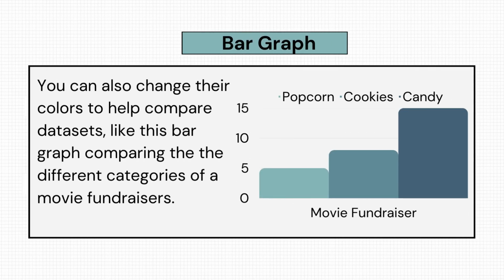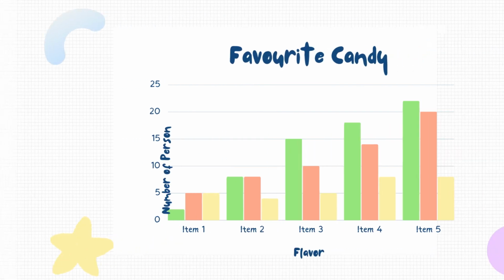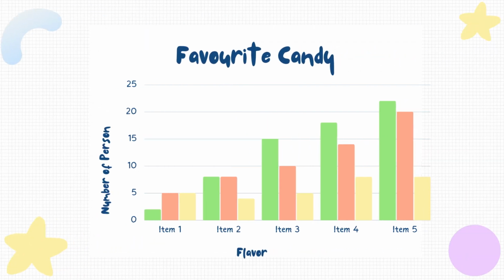You can also change their colors to help compare data sets, like this bar graph comparing the different categories of movie fundraisers. And this bar graph shows the favorite flavor of candies.